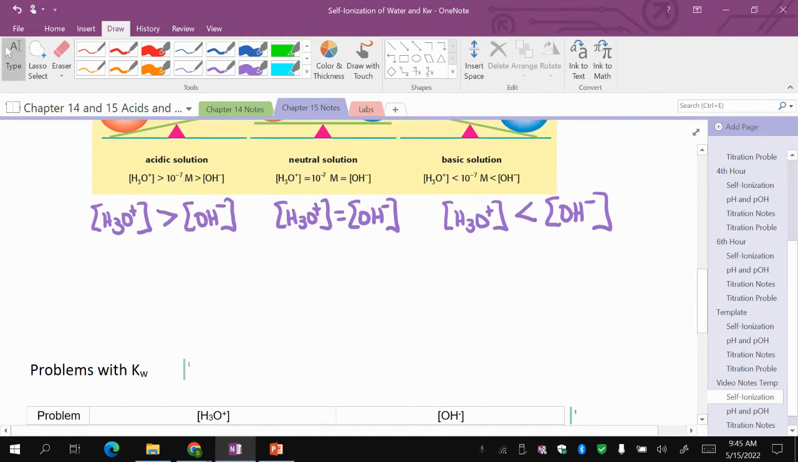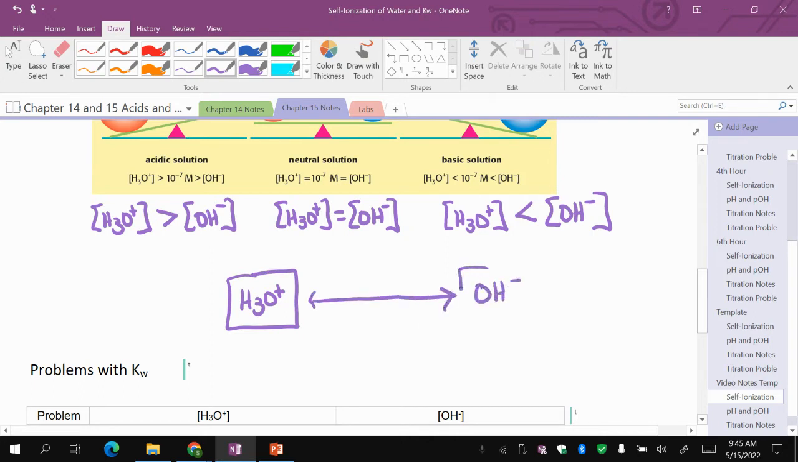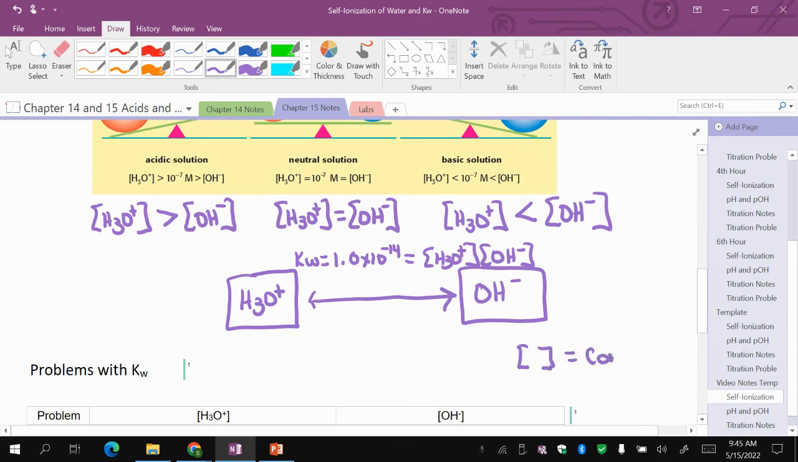So we're going to do some problems with Kw, and we're going to start by building a graphic organizer to help you, like a way to do all these conversions. Today, we're just converting between hydronium ion concentration to hydroxide ion concentration. And for these conversions, you'll use Kw, which is 1.0 times 10 to the negative 14, which equals the concentration of hydronium ions times the concentration of hydroxide ions. I do want to remind you, wherever you've seen these brackets, that equals concentration.